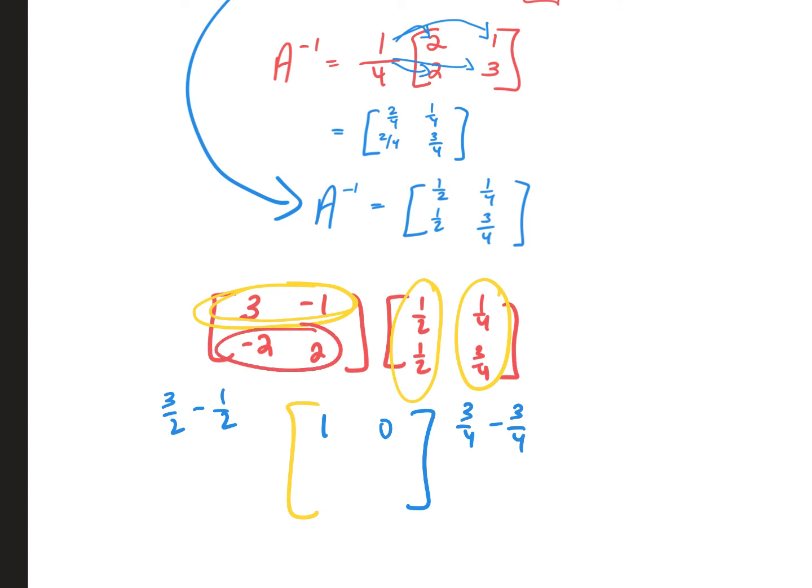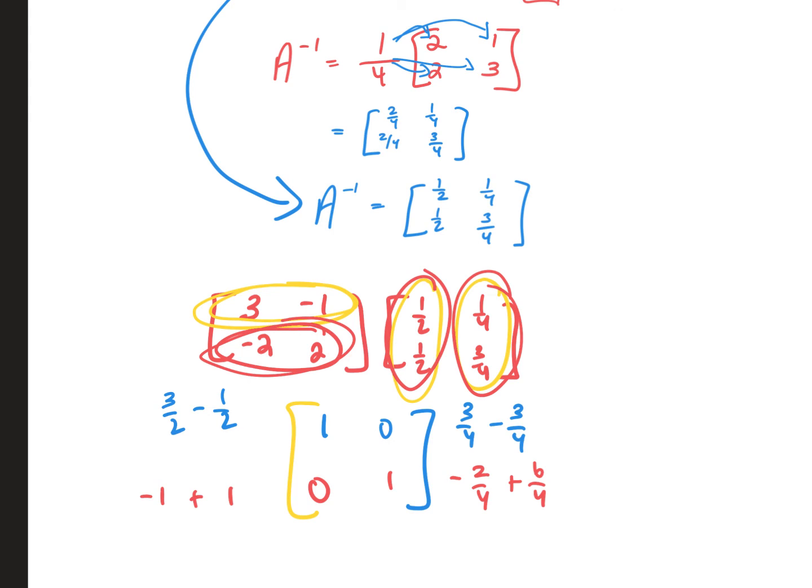So now we'll take second row, first column. I have negative 2 times 1/2 gives me negative 1. Positive 2 times 1/2 gives me positive 1, so I get 0. And then I take second row, second column. Negative 2 times 1/4 gives me negative 2/4, right? And then 2 times 3/4 gives me plus 6/4. What does that give me? 4 over 4, which is 1. Is that the identity matrix?